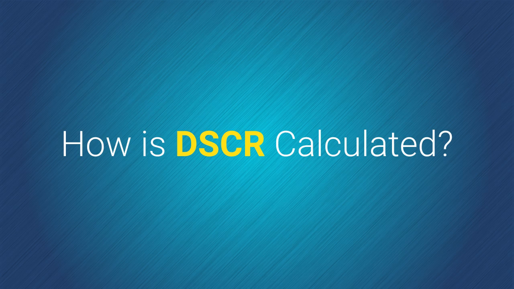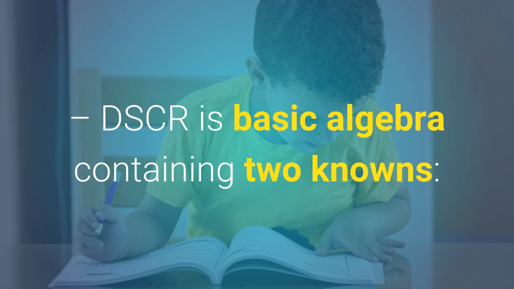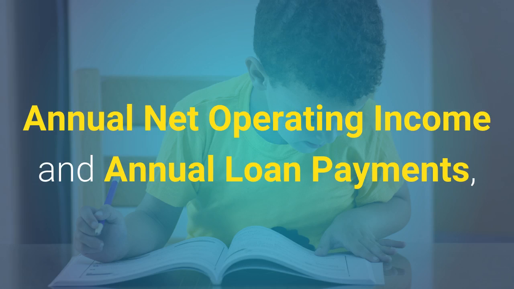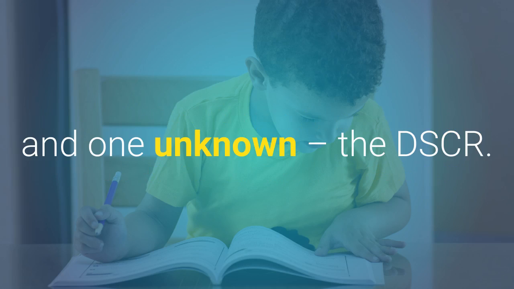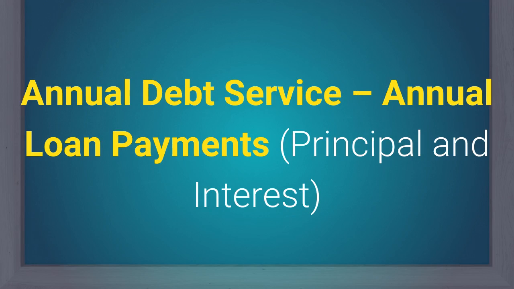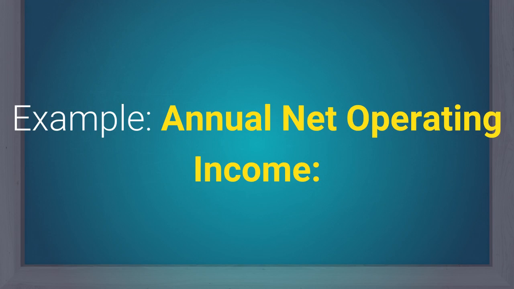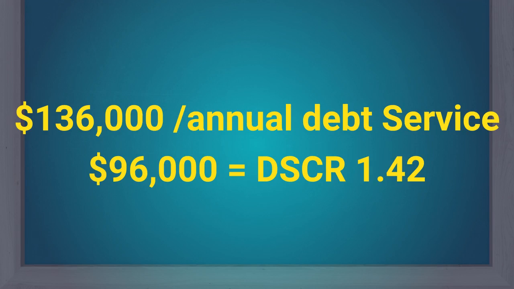How is DSCR calculated? Well, if you have ever wondered why you had to take algebra, DSCR is basic algebra containing two knowns, annual net operating income and annual loan payments, and one unknown, the DSCR. NOI, annual net operating income, is gross income less all expenses. Annual debt service is annual loan payments, principal and interest. Annual net operating income divided by annual loan payments is the DSCR. Example: annual net operating income of $136,000 divided by annual debt service of $96,000 equals a DSCR of 1.42.